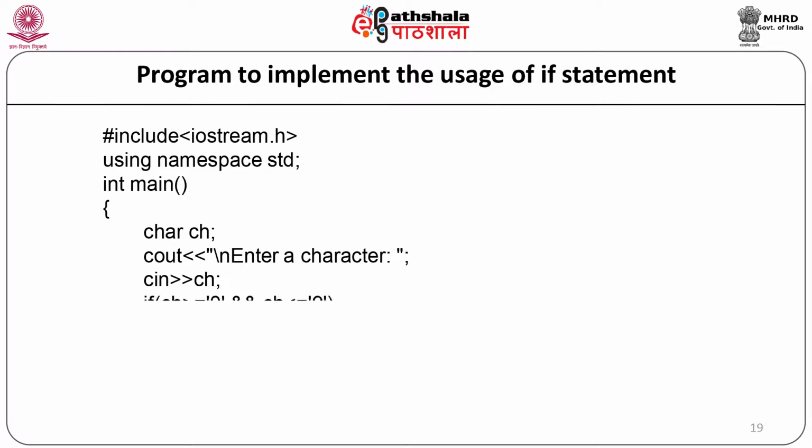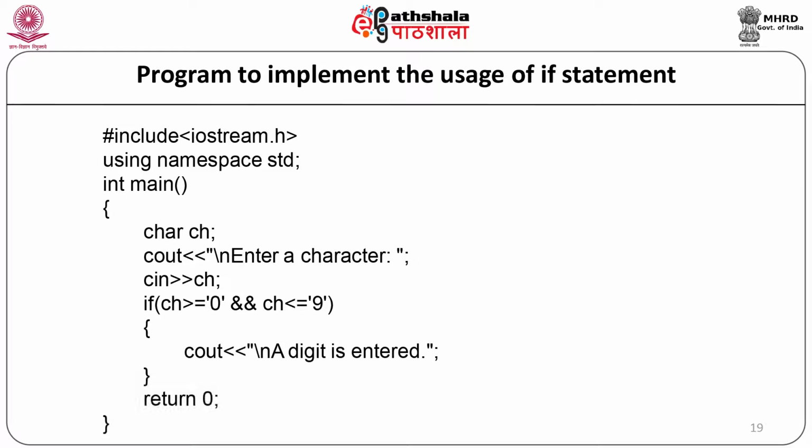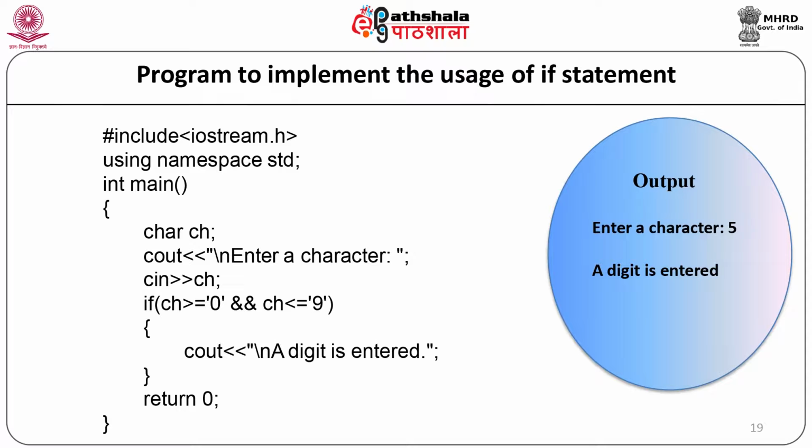Now we are checking whether the user has entered a character or a digit. So our if condition will be: if ch >= '0' and ch <= '9', then cout displays the message "The digit is entered", and end of the if statement and end of the main program. When the above code is compiled and executed, it will first display the message "Enter a character". If you enter the digit 5, it will display the message "The digit is entered".